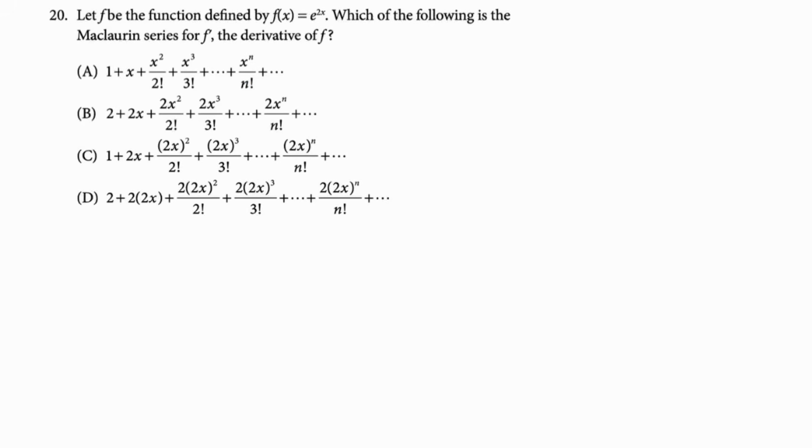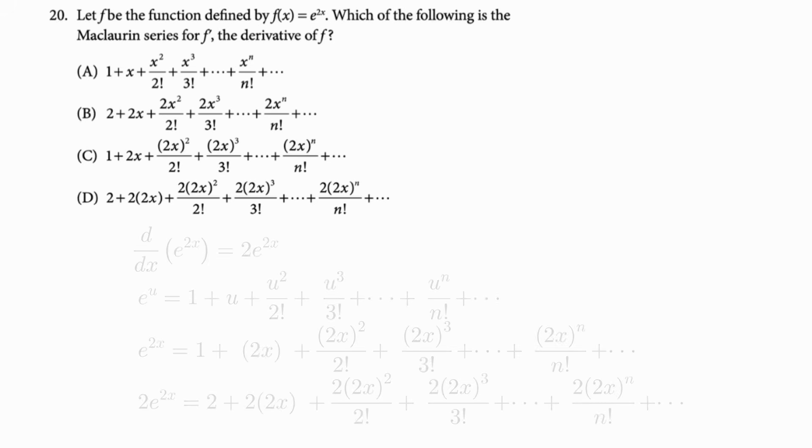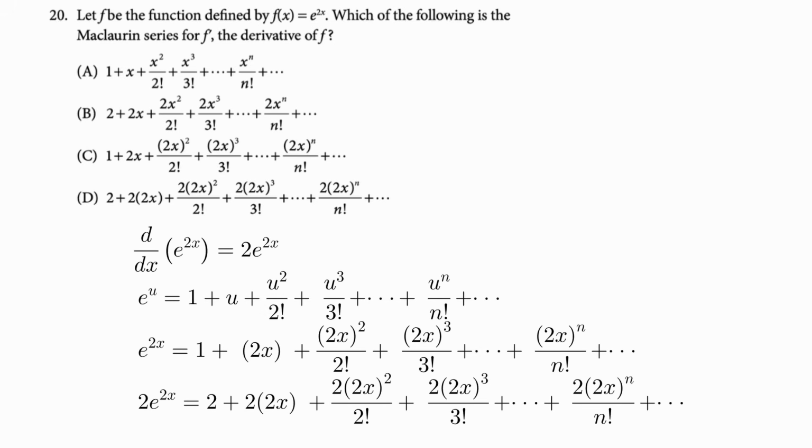Number 20, let f be the function defined by f of x equals e to the 2x. Which of the following is the Maclaurin series for f prime, the derivative of f? One option for this, and probably the better way to do it, is to say that the derivative of f is 2e to the 2x, write the series for e to the 2x, and then just multiply by 2. I'm going to do it a slightly different way.